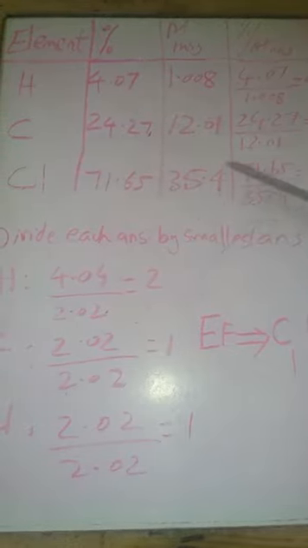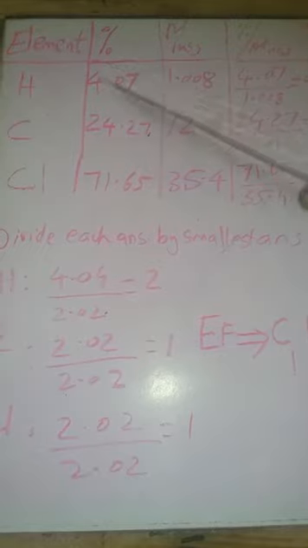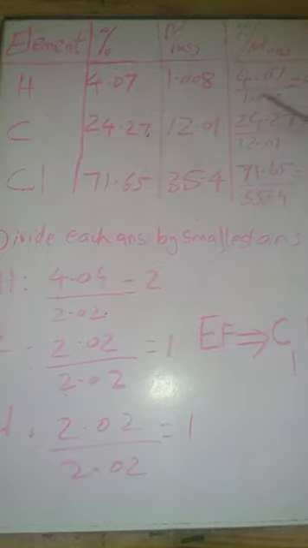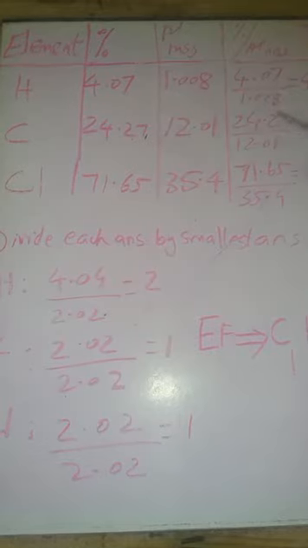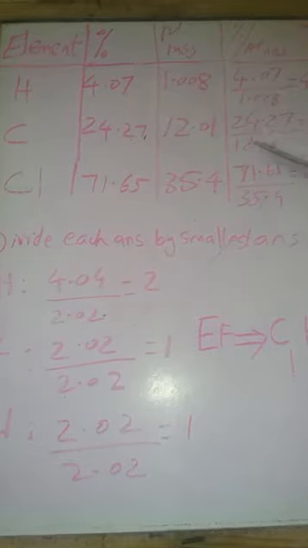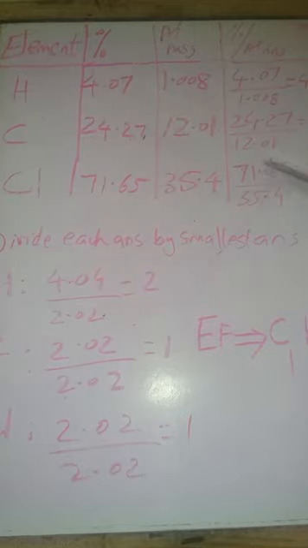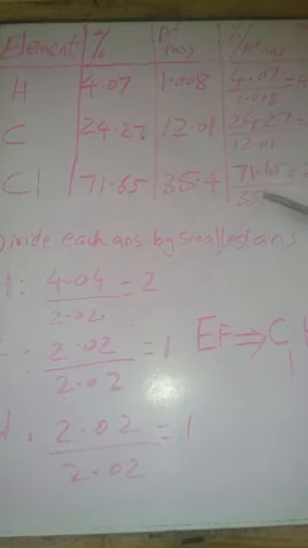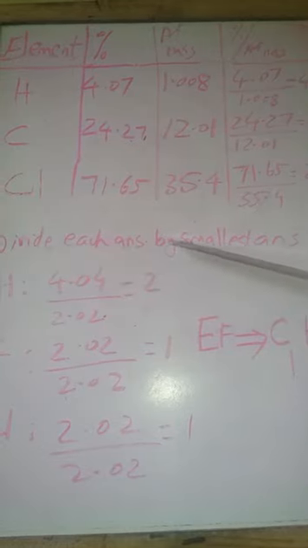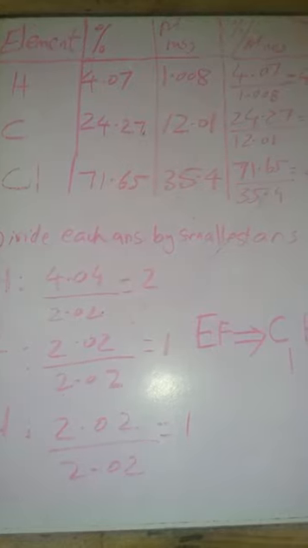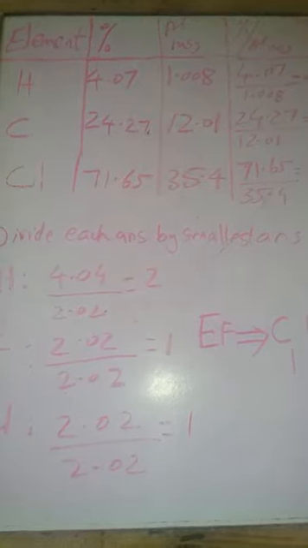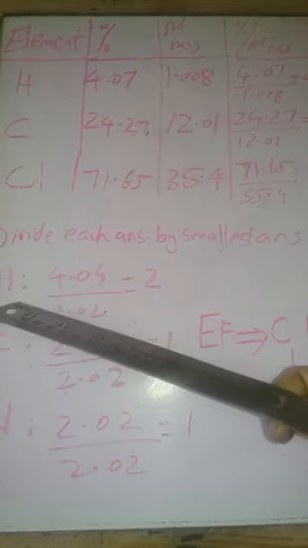In the next step, you will be dividing each of the percentage by their respective atomic mass. As you see over here, 4.07 divided by 1.008, 24.27 divided by 12.01 and 71.65 divided by 35.5, and you will get the answers. Now, in the next step, you will divide each answer by the smallest answer. Here both these answers are same and they are smallest. So you can divide each of the answer by the smallest answer, as I have done over here.